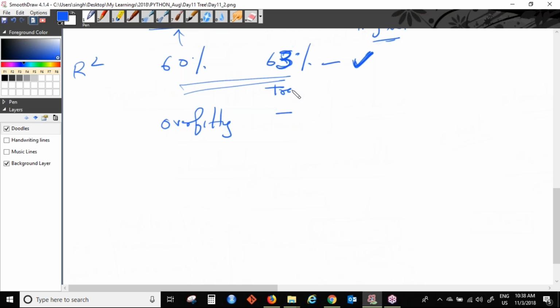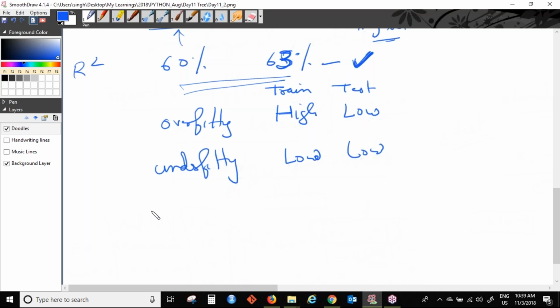So let me write like this: train, test, this is high and this is low. Okay. So this is how you can identify. Now it should be clear.